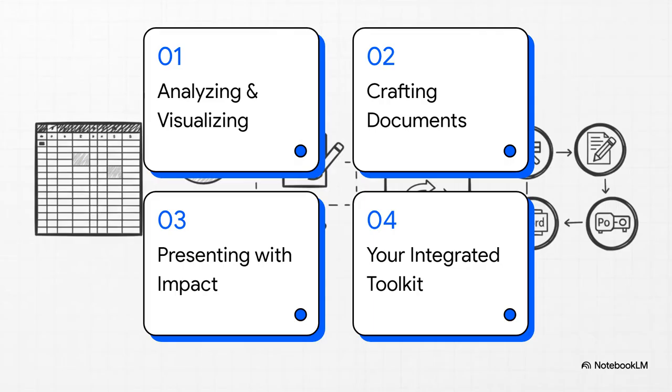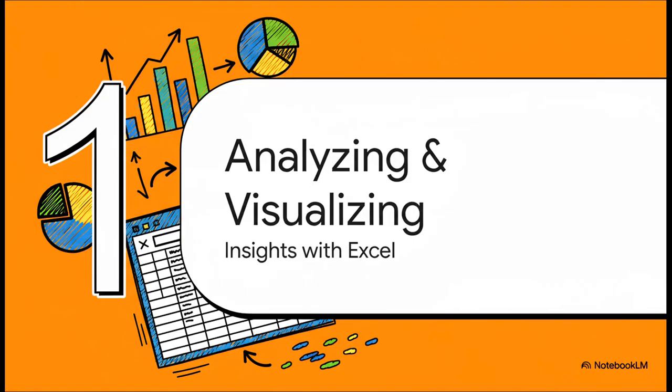Okay, so here's our game plan. It's a pretty standard workflow you'll see everywhere. First, we're going to dig into the data and make it visual. Then, we'll shape it into a polished document. After that, we'll talk about presenting it with some real punch. And finally, we'll see how it all clicks together. All right, let's dive in with step one, analyzing and visualizing data.